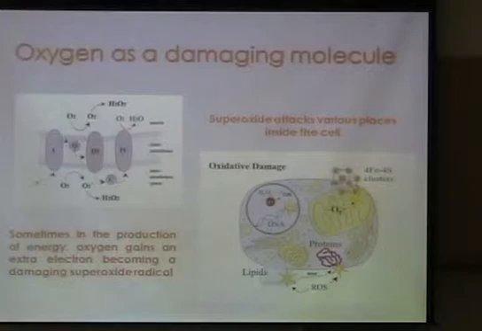Okay, to begin, we all know that we use oxygen on a daily basis to perform basically all tasks of life. Oxygen is a vital component to life here on Earth. However, what most people don't know is that oxygen can be very damaging to our bodies if it is presented in excess amounts. Here we can see in this picture, in the production of energy in our cells, oxygen can gain an extra electron, becoming what is known as a superoxide radical. Superoxide can attack various parts in the cell, shown here, and cause damage that can eventually lead to cell death.